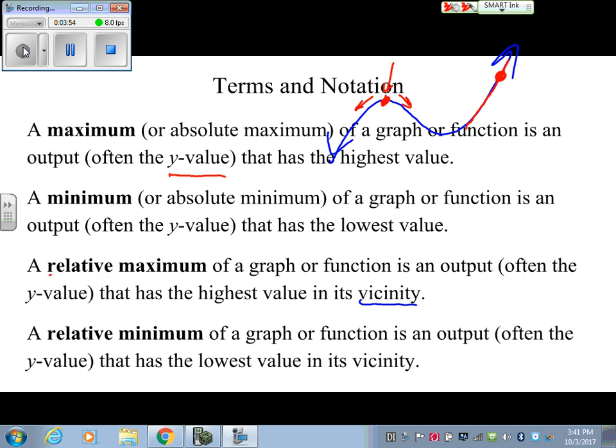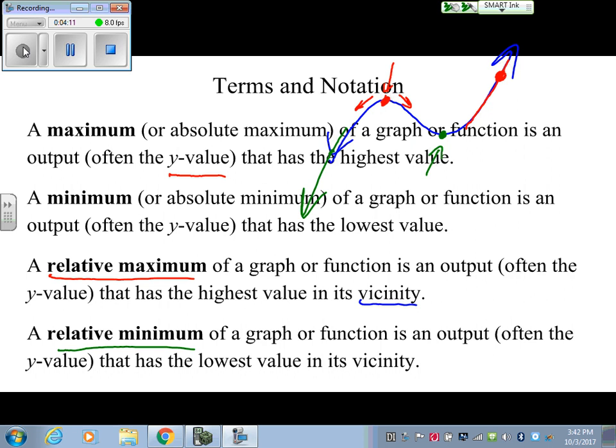That would be a relative maximum because there was no value higher than it in the nearby vicinity or close to it. But we could also have a relative minimum, and a relative minimum would be the relative lowest spot, like right here, where there is nothing lower than it immediately to the right or the left. Now, eventually, the graph does continue down.